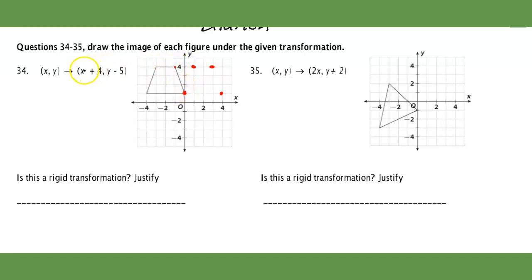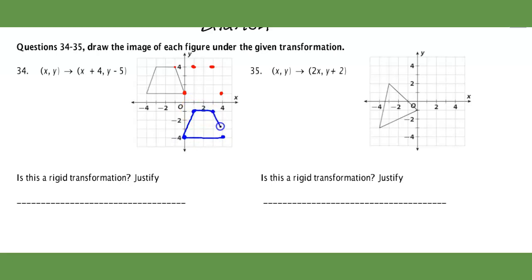Okay. Then we're also going to subtract 5. We're going to move these each down 5. 1, 2, 3, 4, 5. 1, 2, 3, 4, 5. And 1, 2, 3, 4, 5. So it looks like my image will end up right here.